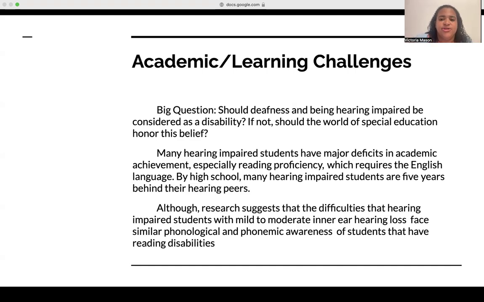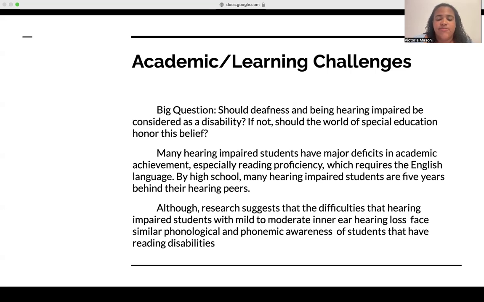And then academic and learning challenges are the big question of should deafness and being hearing impaired be considered a disability? According to IDEA and the ADA, there are several different accommodations and rights and responsibilities that the school system has when it comes to what hearing impaired students are entitled to. If not, should the world of special education honor the belief that some individuals in the hearing impaired and deaf community believe that they don't have a disability?